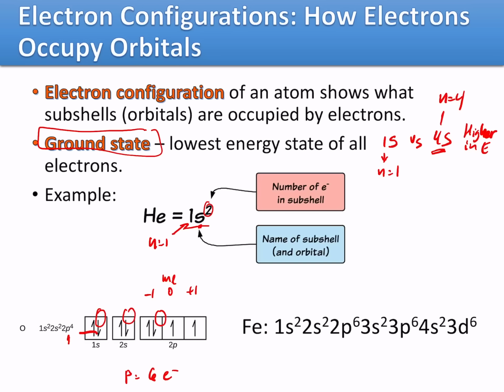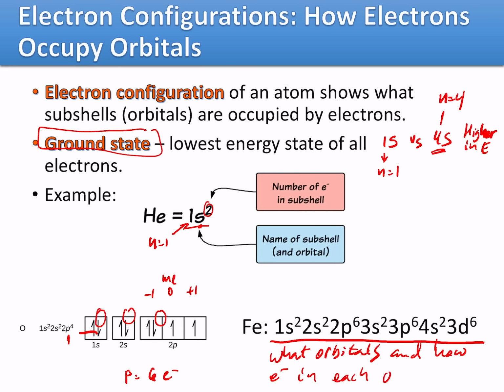But the point is, this is the format that you will be seeing. Okay, you are indicating what orbitals and how many electrons in each orbital. So that's what we are looking for here. Okay, that's the purpose of the electron configuration.